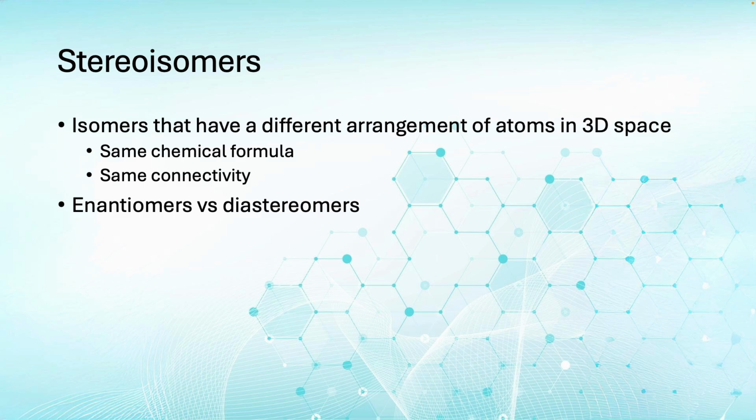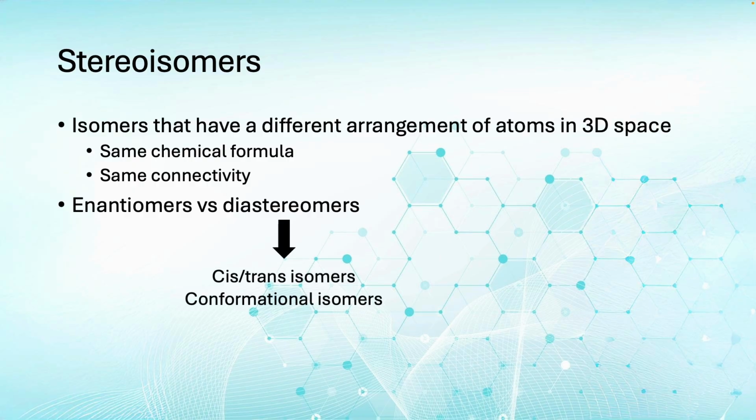I don't yet want to define these two terms. I want to focus on the two groups that diastereomers divide into, cis-trans isomers and conformational isomers. We already talked about a form of cis-trans isomerism, in the form of double bonds. However, we can sometimes refer to the differences in 3D orientation as cis or trans.